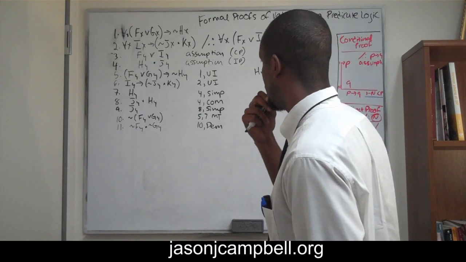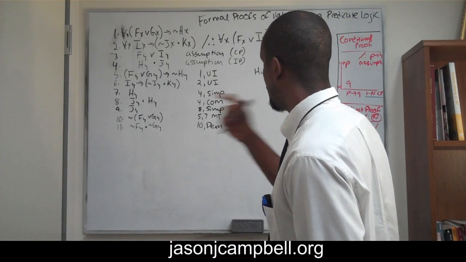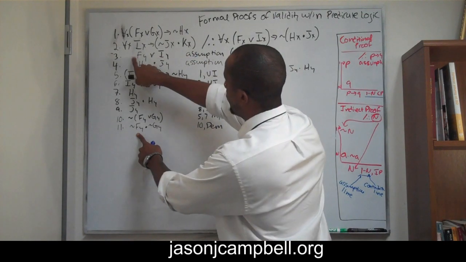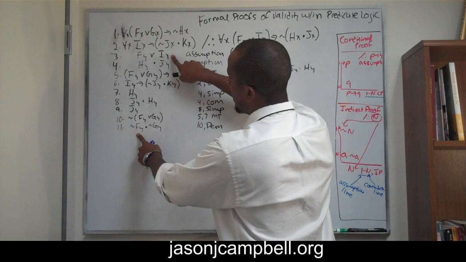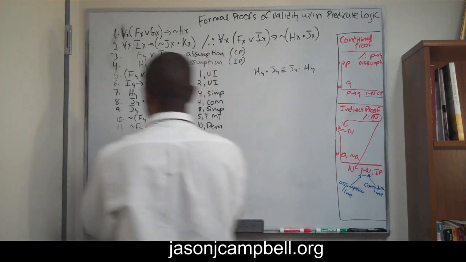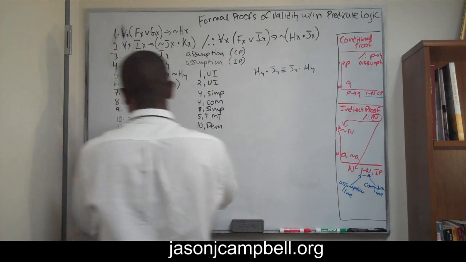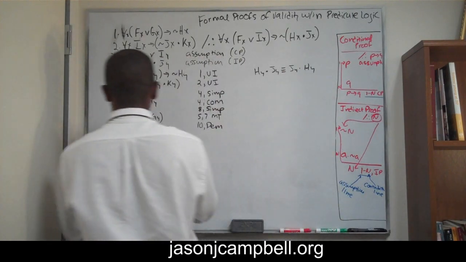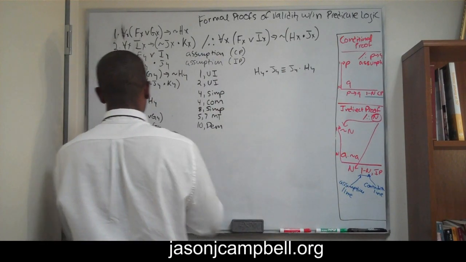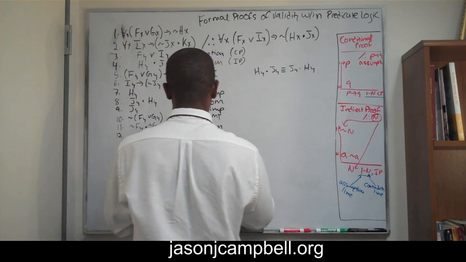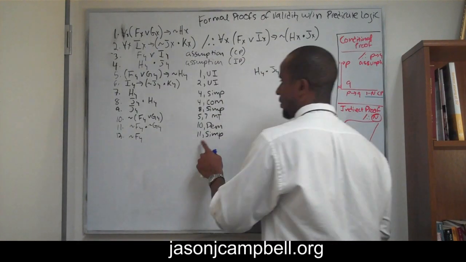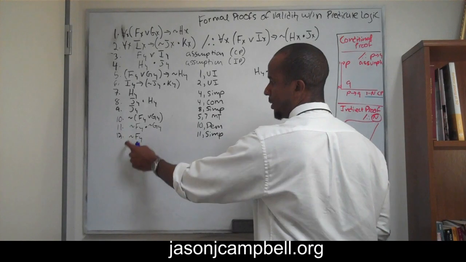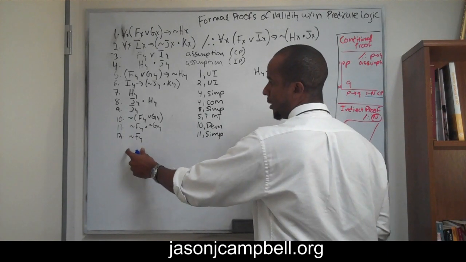What do we need now? Fy. Okay, so here's Fy and here's Fy. So we know we can get Iy, because, oh well, no, first I need to isolate, sorry. 12, let's isolate this Fy by simplification, so we get Fy, and that would be 11 simp. So on line 11 we did simplification, and we got Fy.